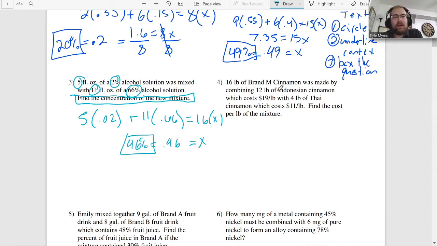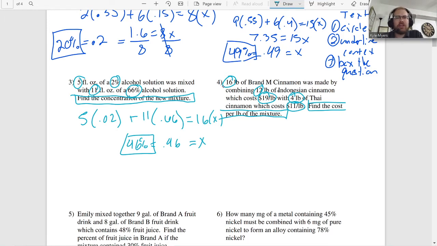All right, and it looks like so far 4 is going to be the same thing as well. 16, 12, 19, 4, 11. Actually, maybe a little different. It says find the cost per pound. All right, so 16 pounds of brand M cinnamon was made by combining 12 pounds of Indonesian cinnamon, which costs $19 per pound, with 4 pounds of Thai cinnamon, which costs $11 per pound. So this is pretty much the same.